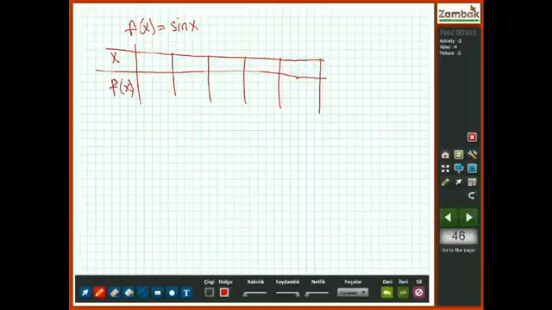For example, from 0 to 2 pi, when x is 0, you know that sine 0 is what? 0. When x is equal to pi over 2, it's 90 degrees. Sine pi over 2 is equal to what? 1. When x is pi, just 180 degrees, the y is equal to 0. When x is 3 pi over 2, the sine 3 pi over 2 is what? -1. When x is 2 pi, sine is also 0.